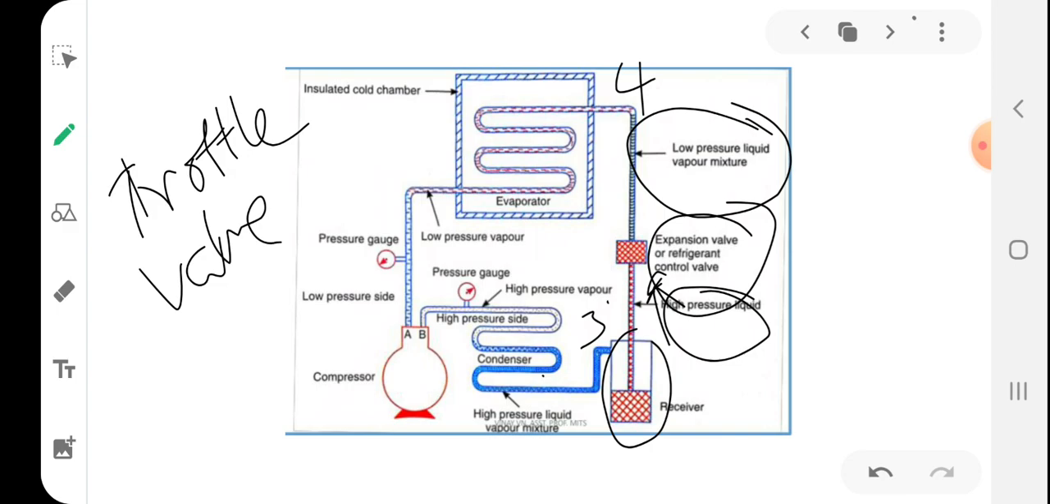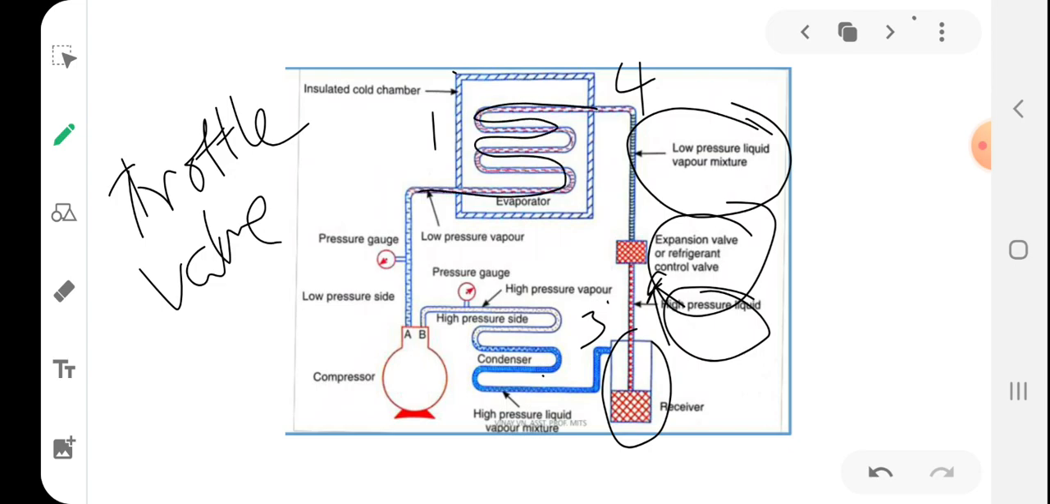So why are you reducing its pressure and temperature? Because the answer is here in the evaporator. So this is the evaporator, right? So 4 to 1 evaporation takes place.